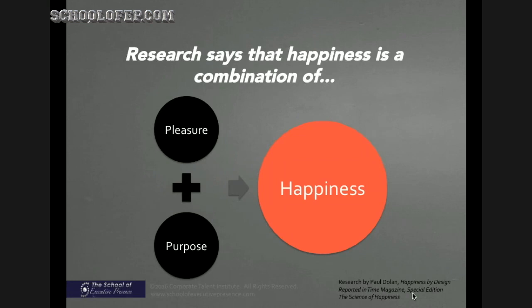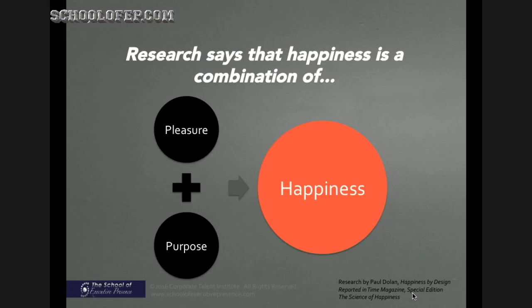Recently, Time magazine put out a special edition about happiness. It was pretty powerful, so if you see it in the grocery stores, pick it up. But basically what that research says by Paul Dolan is that in order for people to really have true happiness, you have to have these two things. It's not just about pleasure, but it's also about having a purpose.